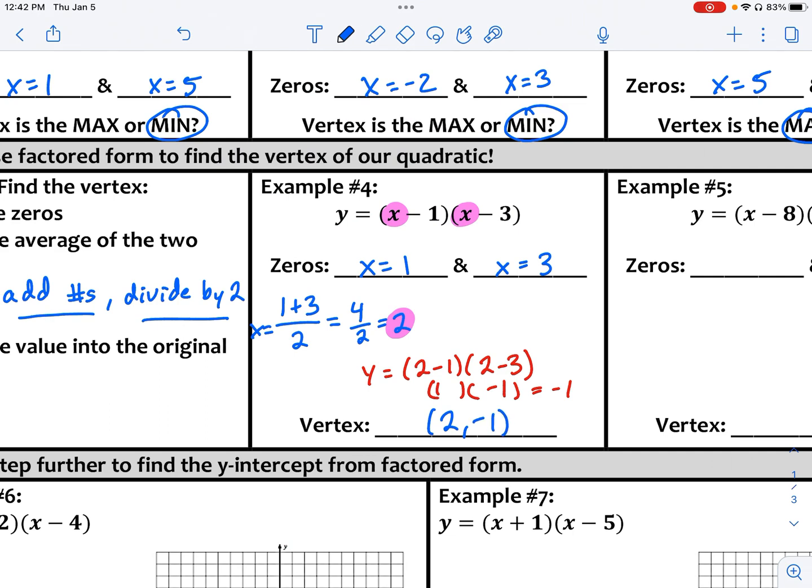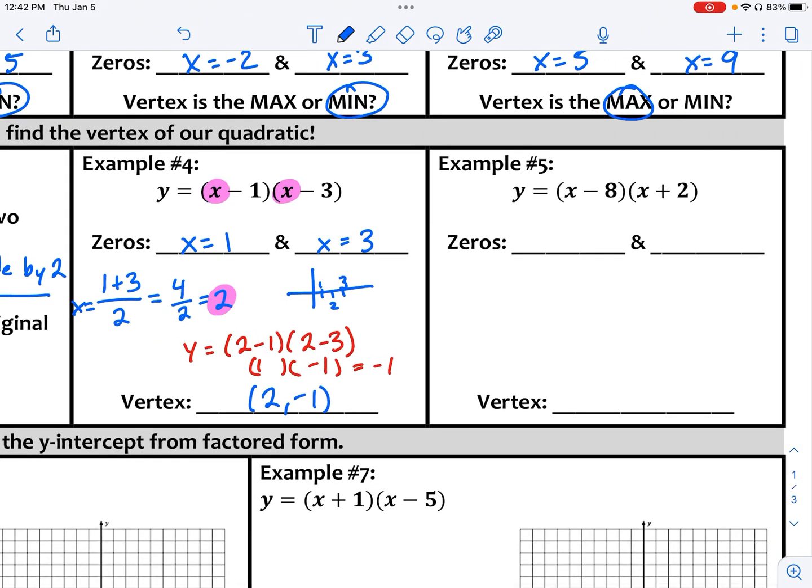Another way my students like to do it is, instead of doing the average, so like adding them and dividing them by 2, they actually graph it out. So they look at like x is 1, x is 3, what is in the middle of them? So in the middle of that is 2, so they knew the x value was 2. So it's another way you can think about it.